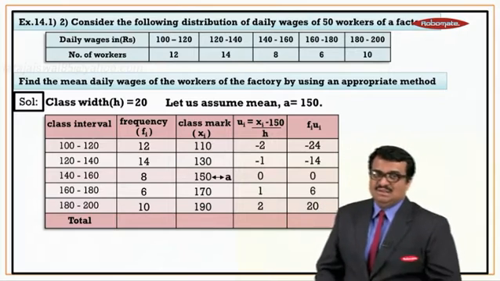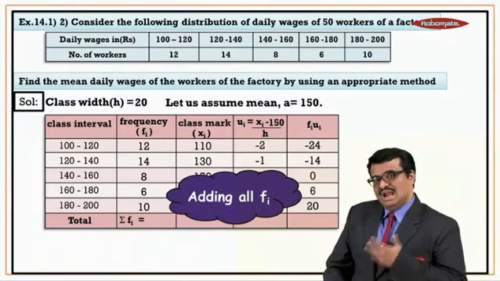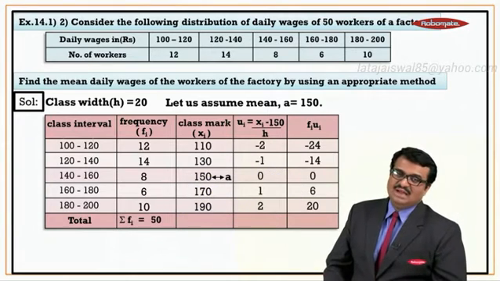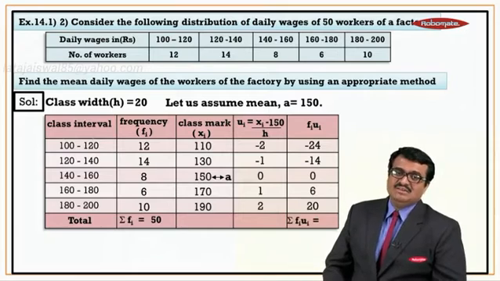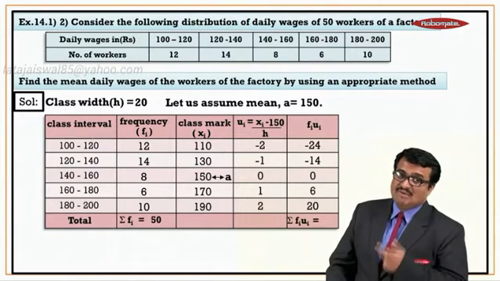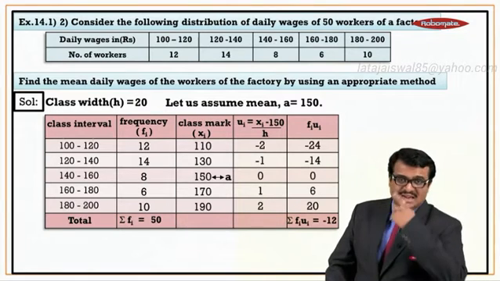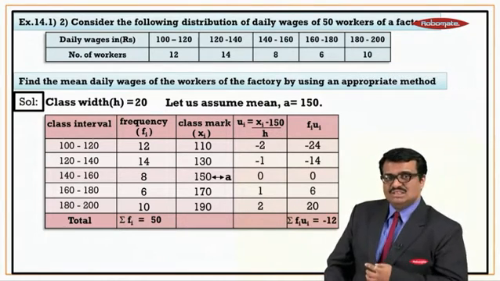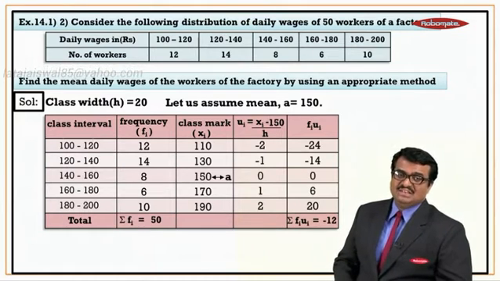Okay. Then what we will do? After preparing this table, we will add up all the fi. Sum of fi we have to calculate. How we will get it? By adding all the fi. If you add all the fi's, you will get 50. And then you will add all the fi ui's. Sum of fi ui by adding all the fi ui. How will you add all the fi ui? First you will add the negative numbers, and then you will add the positive numbers, and then add both of them. And the value of sum of fi ui you are getting is minus 12.